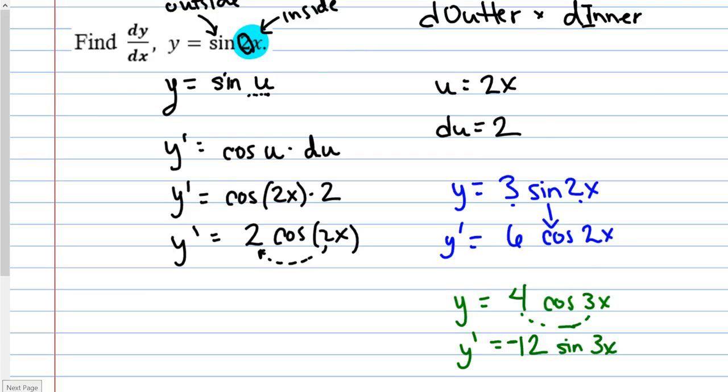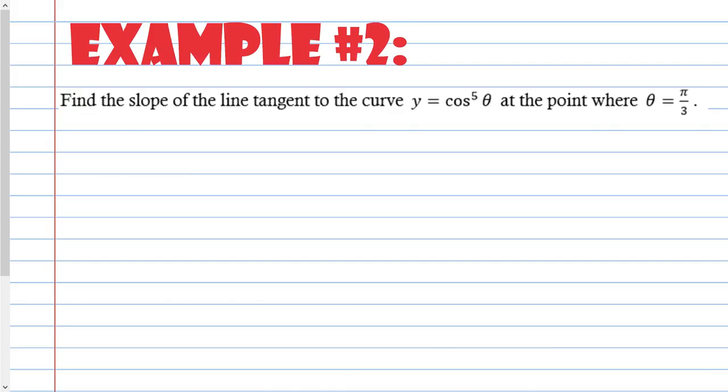Okay, example 2. Find the slope of the line tangent to the curve y equals cosine theta to the 5th power, or cosine to the 5th power of theta, whatever, at the point where theta is pi over 3. Okay, very quickly, unit circle. So pi over 3 is 60 degrees, right? So about right there. 60 degrees, pi over 3. Coordinates at 60 degrees here are 1/2 and the square root of 3 over 2.